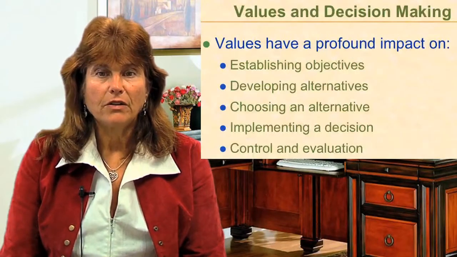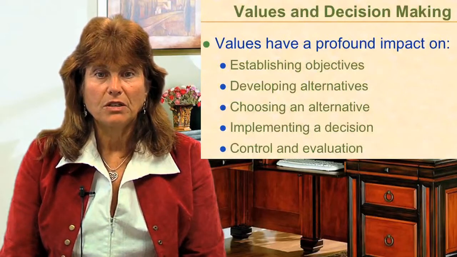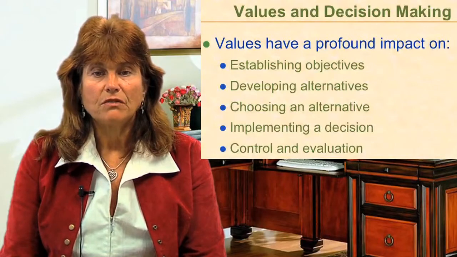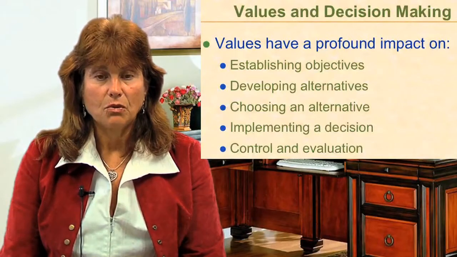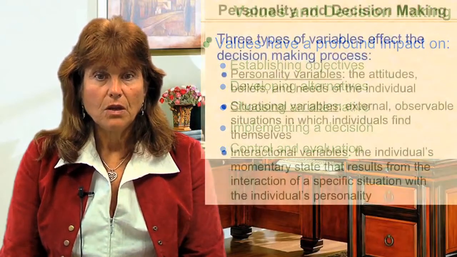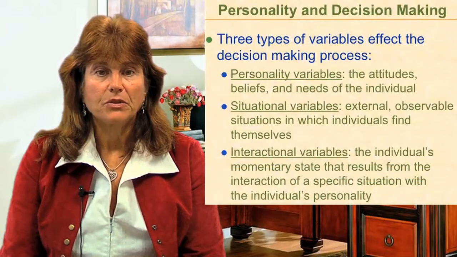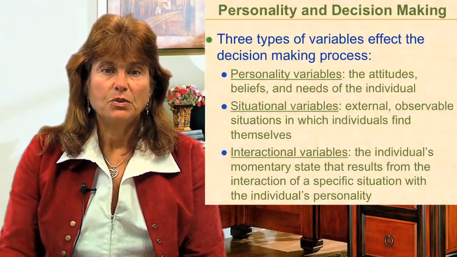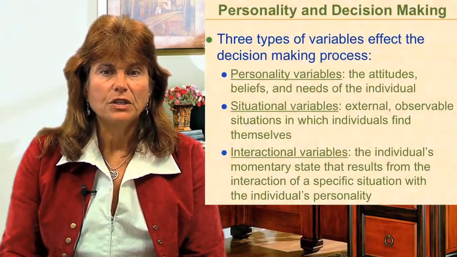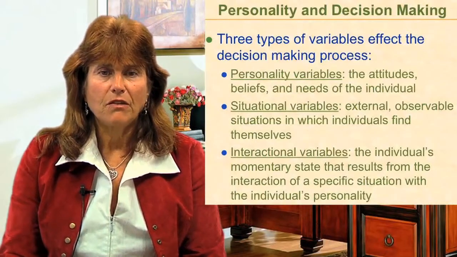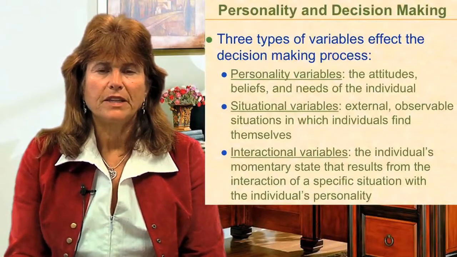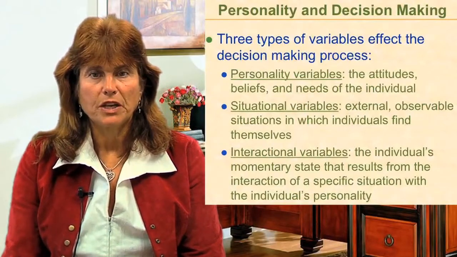Values have a profound impact in organizations on how objectives, alternatives, selection of the alternatives, implementation of these decisions that are made, and the control and evaluation. We have different variables affecting the decision-making process. We have personality variables, we have situational variables, and we have the interaction that happens when somebody's involved in the scene and how they feel about that specific interaction in regards to their personality.